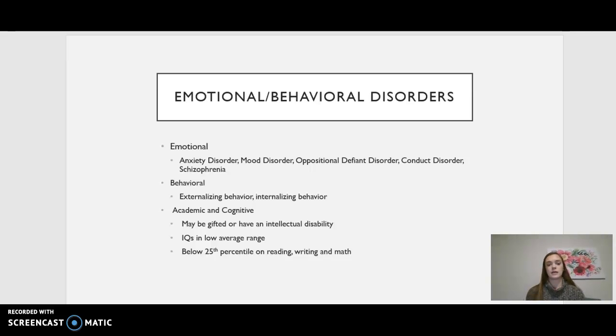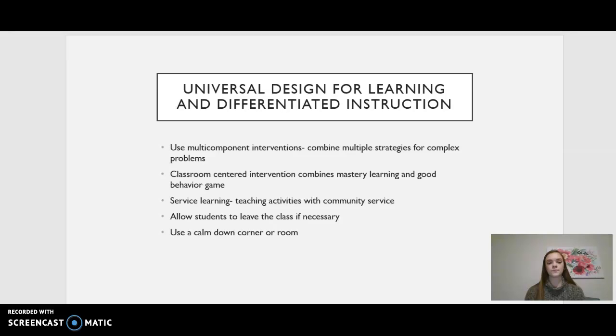So some of the academic and cognitive challenges that may come with this disorder would be that some may be gifted, or they may have an intellectual disability. It's a very broad range. Most of the IQs, though, are in the low average range, and most people with an emotional or behavioral disorder are below the 25th percentile on some of their skills, such as reading, writing, and math.